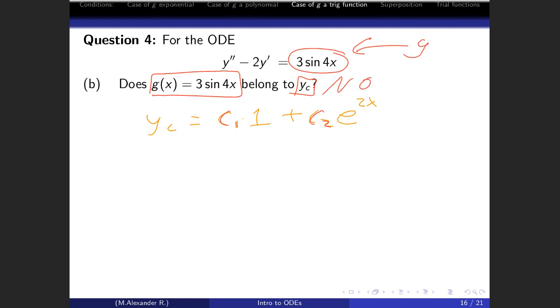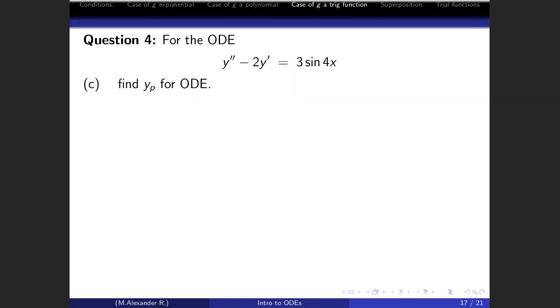And the answer to this question is again no, which for this question means that that's a good thing for us. It means we have to do a little bit less work. We still have to do some work to get to the final answer, but having no here means that we're good to make a good guess for part C. So for part C, we want to find this particular solution, and our g function here is given by this trig function.